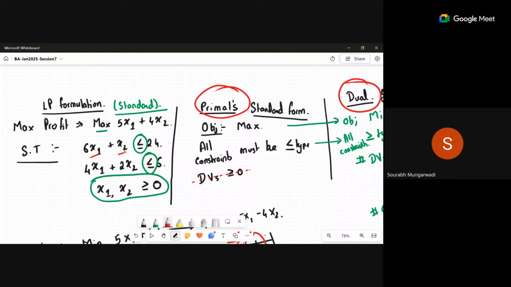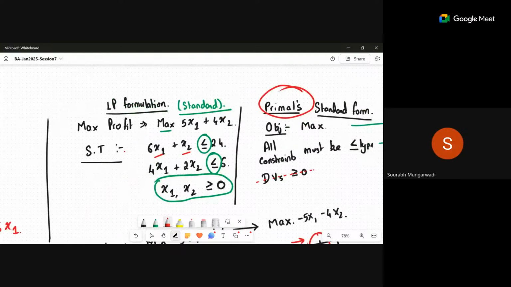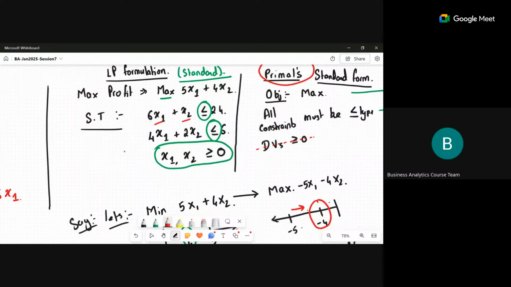X1 refers to cars and X2 refers to the number of dolls: the number of cars that I sell, the number of dolls that I sell. What is our original problem focusing on? The original problem is basically asking how many cars and dolls should be produced to maximize the profit, right? So any LP formulation which directly gives you a response to the question asked becomes the primal.